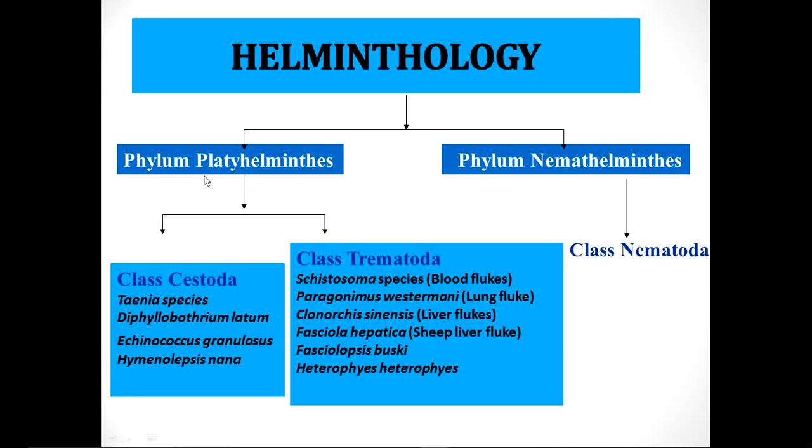So let's quickly enlist a few of the phylum Platyhelminths. Class Cestoda includes Taenia species, Diphyllobothrium latum, Echinococcus granulosus, and H. nana or Hymenolepis nana. And the class Trematoda has a very important parasite, which is called schistosoma. There are other trematodes as well, but the most important one is the schistosoma species.